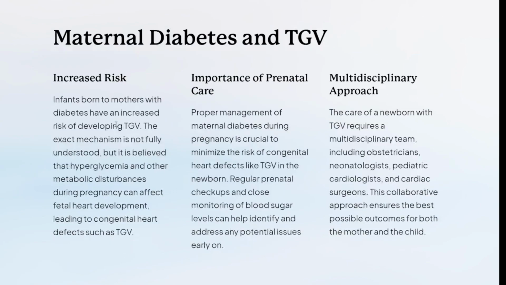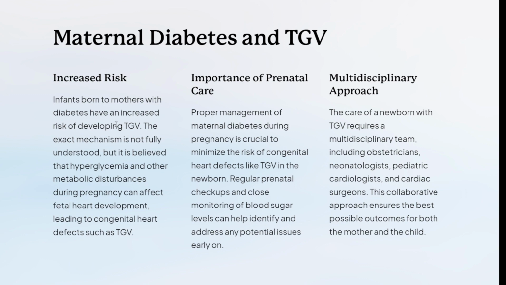Question 2. How does gestational diabetes in the mother predispose to TGV in the newborn? Infants born to mothers with diabetes have an increased risk of developing TGV. The exact mechanism is not fully understood, but it is believed that hyperglycemia and other metabolic disturbances during pregnancy can affect fetal heart development, leading to congenital heart defects such as TGV.